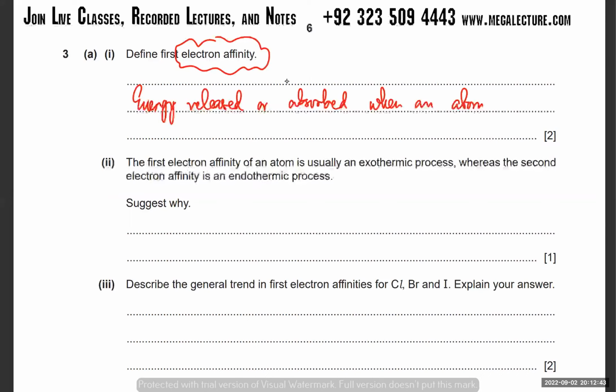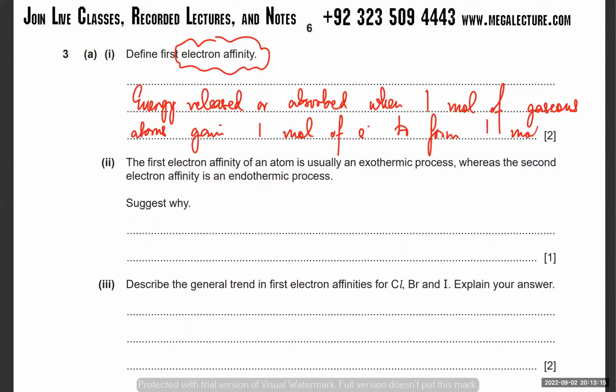When a gaseous atom gains, let me correct this, when 1 mole of gaseous atoms gain 1 mole of electrons to form 1 mole of -1 ions, gaseous ions. So it's like the opposite of ionization energy. Like you've got Cl gaseous and it gains 1 electron and it forms Cl -1.